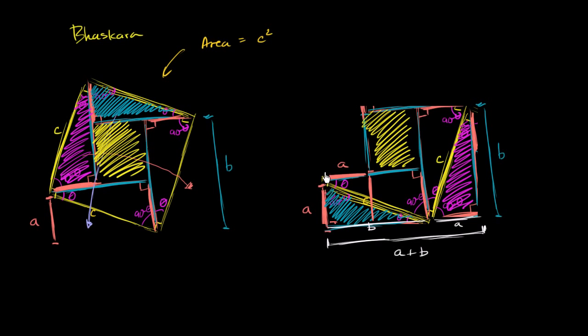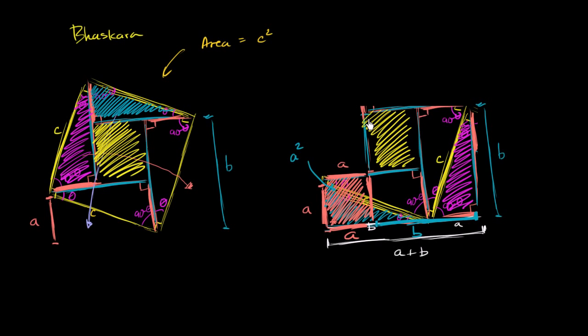So this square right over here is a by a, and so it has area a squared. Let me do that in a color that you can actually see. So this has area of a squared. And then what's the area of what's left over? Well, if this is length a, then this is length a as well. If this entire bottom is a plus b, then what's left over after subtracting the a out has to be b.